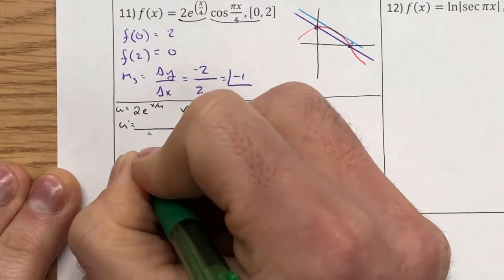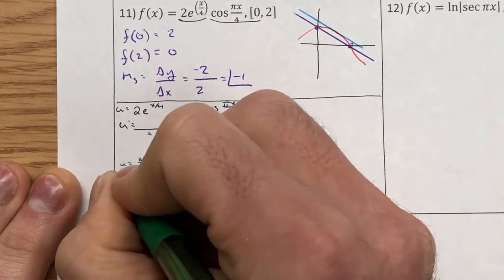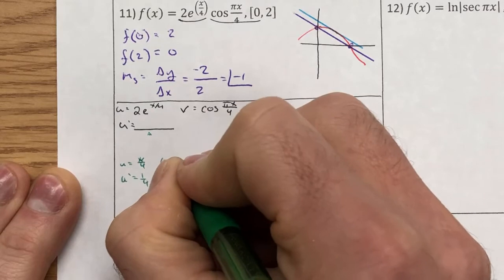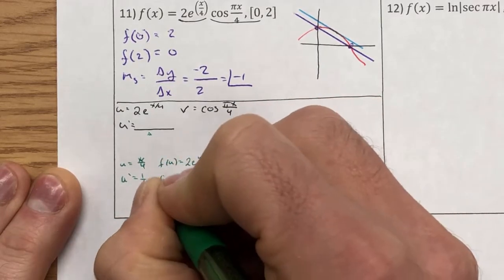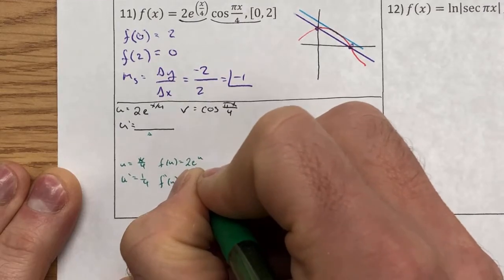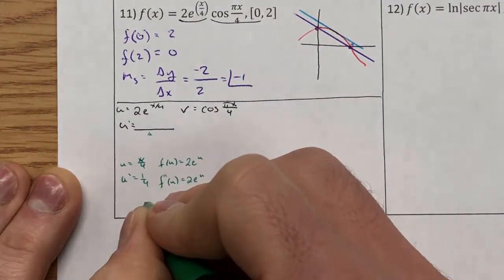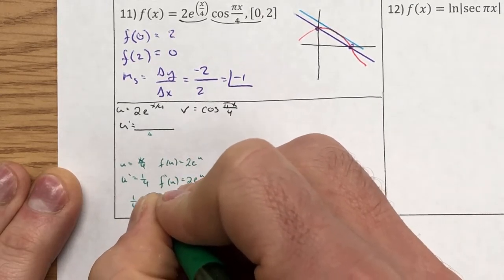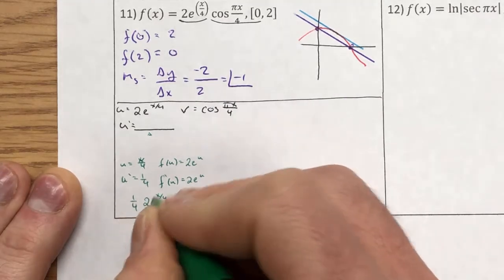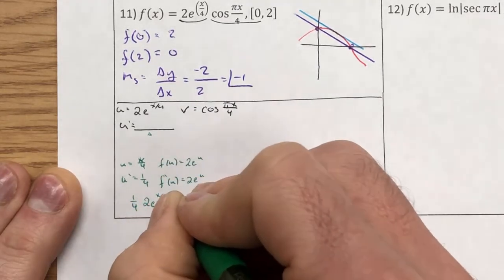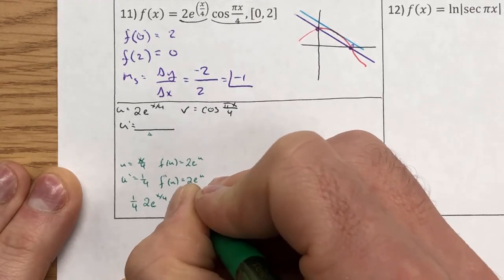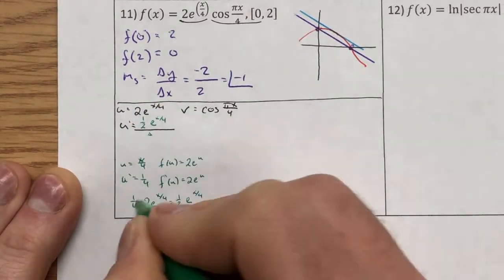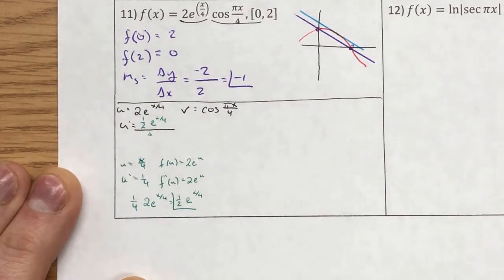So if u was x over 4, that would mean u prime is 1/4. f of u would be 2e to the u, so f prime of u would be 2e to the u. So my derivative for this would be 1/4 times 2e to the x over 4. 2/4, that's going to be 1/2. Perfect. I get that.